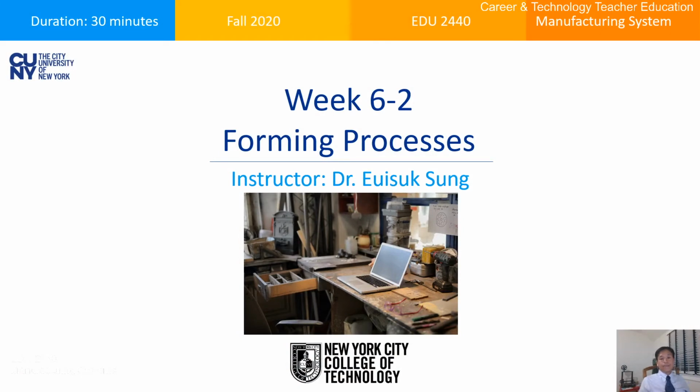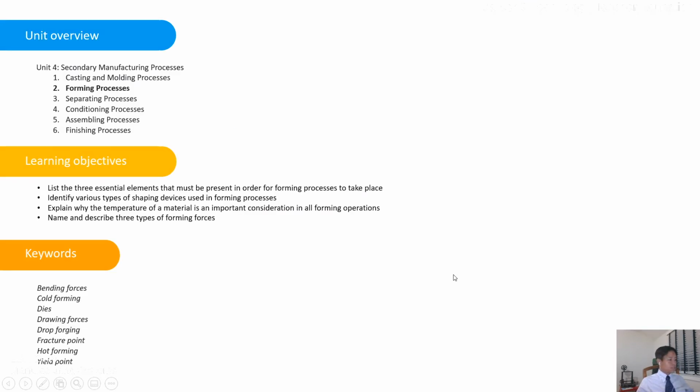All right, so this is the second module of week 6. The second module is forming processes. This is the second chapter of unit 4, so we are here on forming processes. In the previous lecture, we saw the casting and molding processes, and this is forming processes.